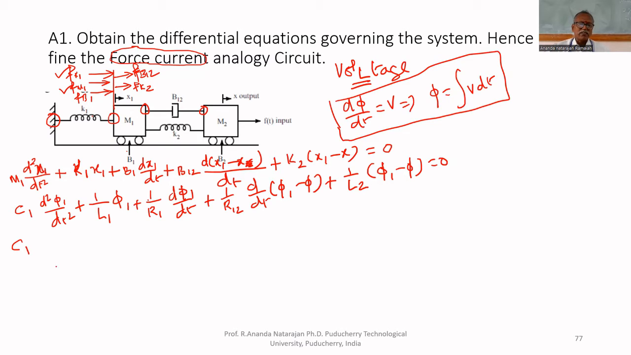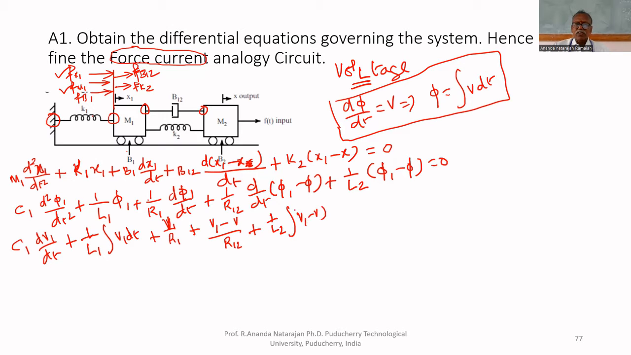Therefore, d phi by dt equal to voltage means it becomes C1 dv1 by dt plus 1 by L1 integral of v1 dt plus 1 upon R1, d phi by dt is v1, therefore v1. This is v1 plus 1 upon R12, derivative of phi 1 is v1, minus v upon R12, plus 1 by L2 integral of (v1 minus v) dt equal to 0. This is one equation for electrical analysis.